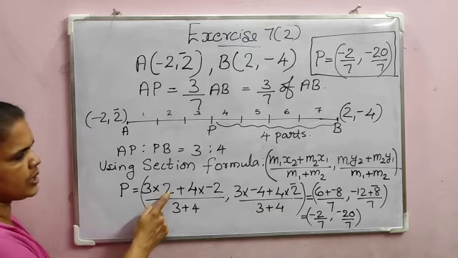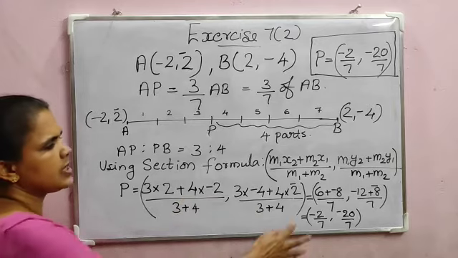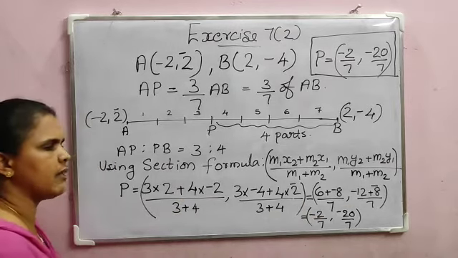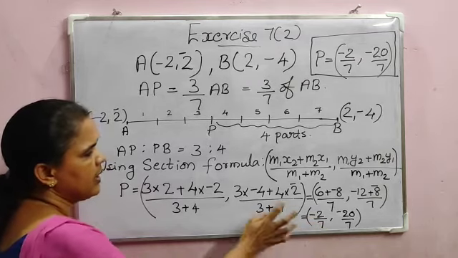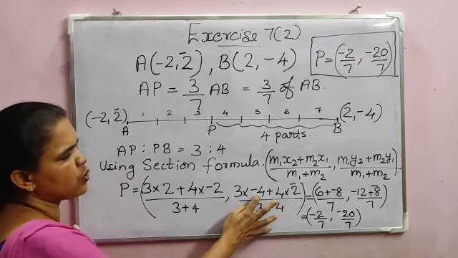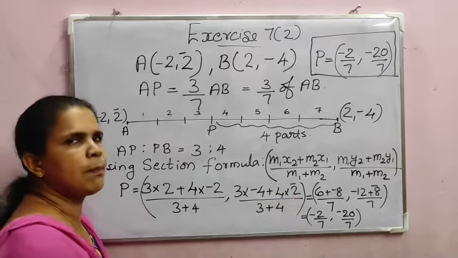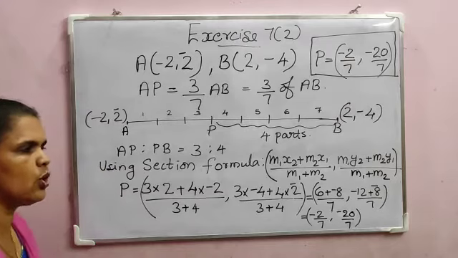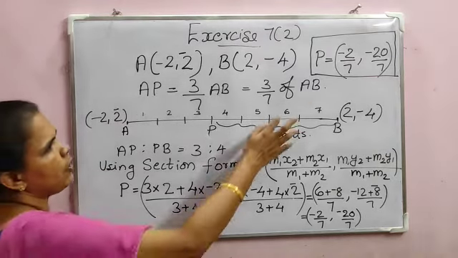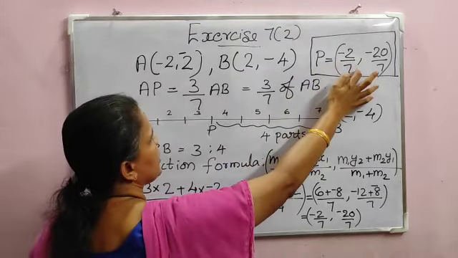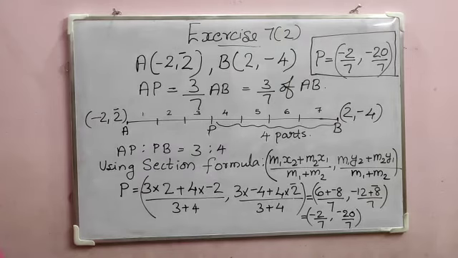3 into 2 is 6, 4 into negative 2 is negative 8, so 6 plus negative 8 by 7 is negative 2 by 7. 3 into negative 4 is negative 12. 4 into negative 2 is negative 8. Negative 12 plus negative 8 is equal to negative 20 by 7. So the coordinates of the point P are (negative 2 by 7, negative 20 by 7).